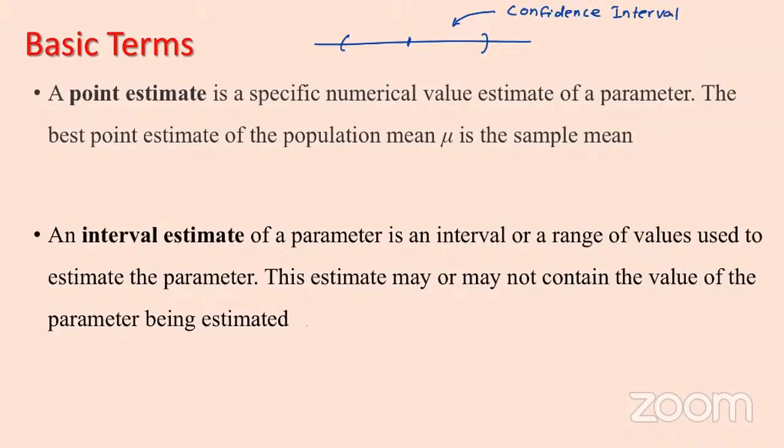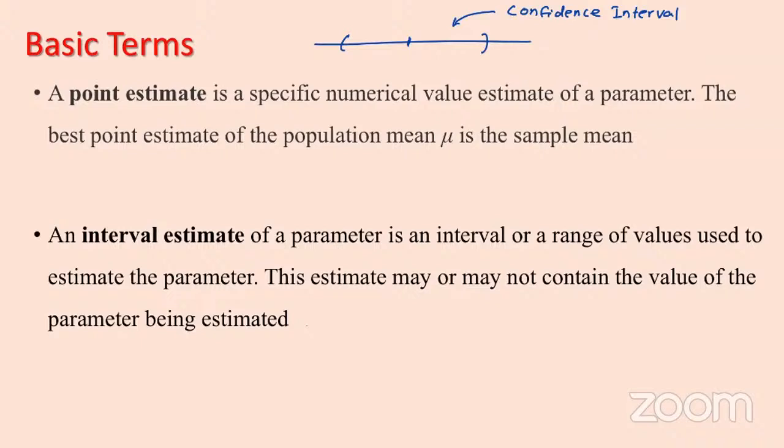And the value that goes in the middle, that's called the point estimate. The point estimate is the value that goes in the middle. You can say the point estimate is a specific numerical estimate of the parameter. We are estimating the parameter, or we are estimating the population, with the value that goes in the middle. If we are talking about the mean, then the sample mean will go in the middle. If we are talking about a proportion, then the sample proportion will go in the middle.